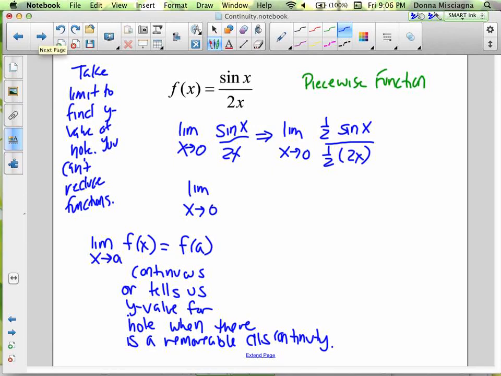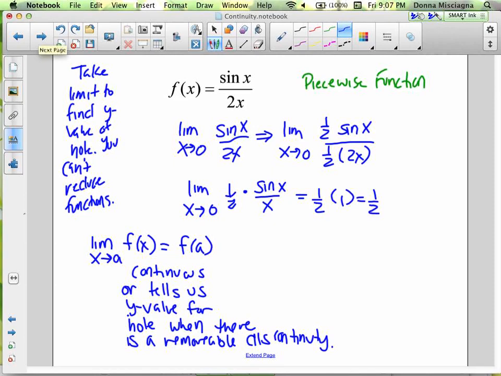We've got 1/2, and then we've got times sine x divided by x, and so that's just going to be 1/2 times 1, which is 1/2. Right? So that's where the hole is.